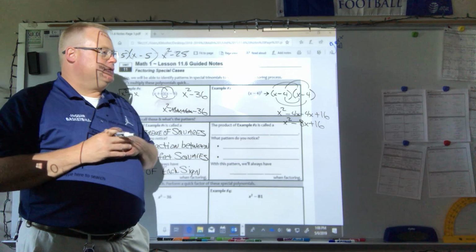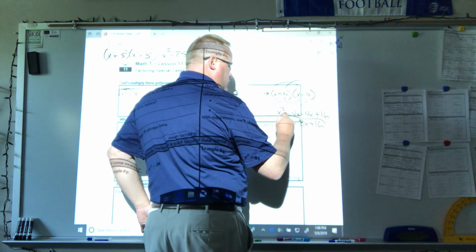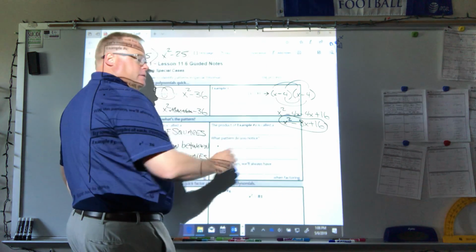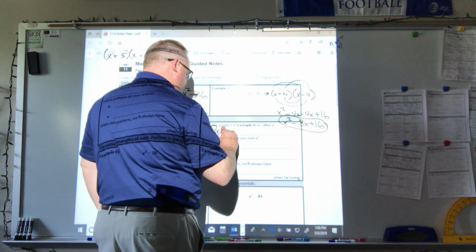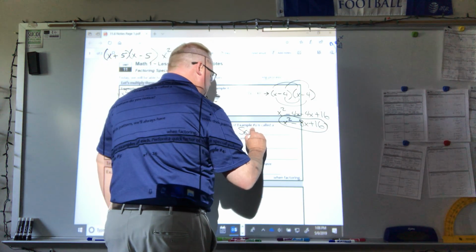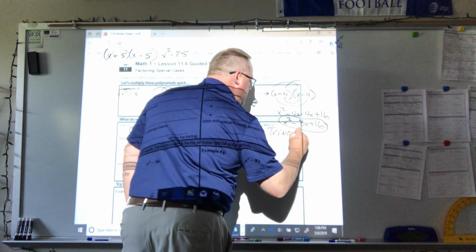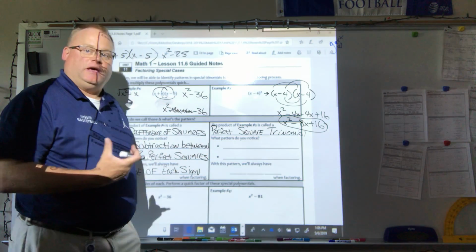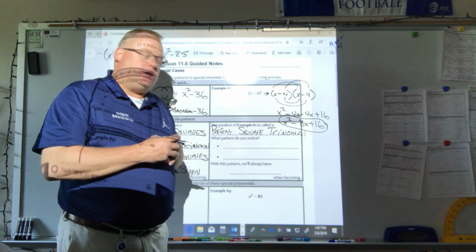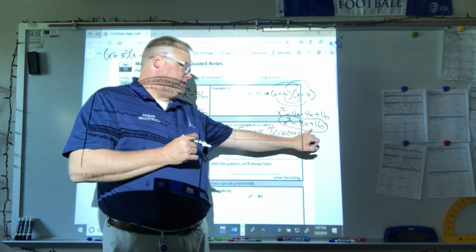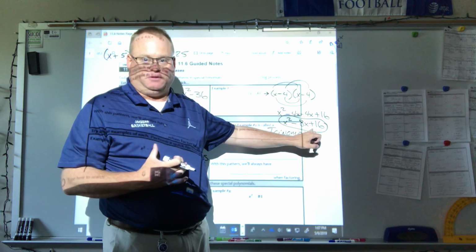Well, this also has a very particular name. This product right here is called a perfect square trinomial. It's a particular name for it, okay? And it tells you a lot. To recognize that this is a perfect square trinomial allows you to factor it much easier, okay?